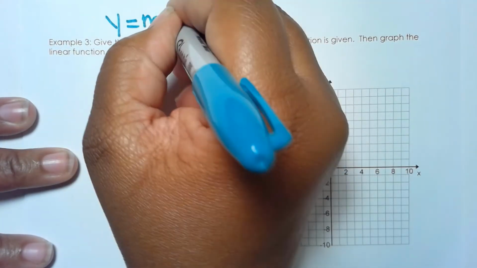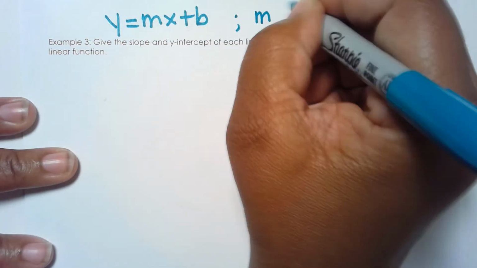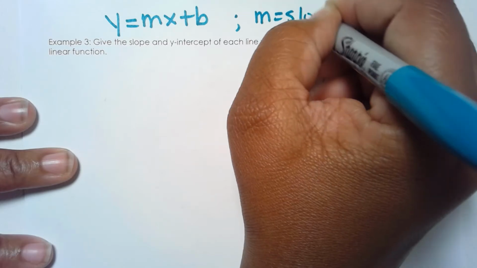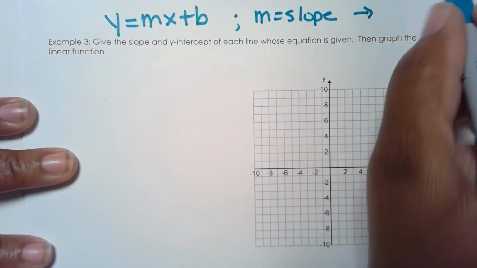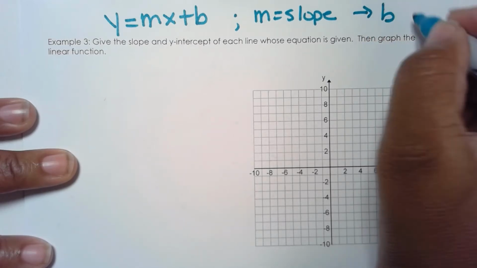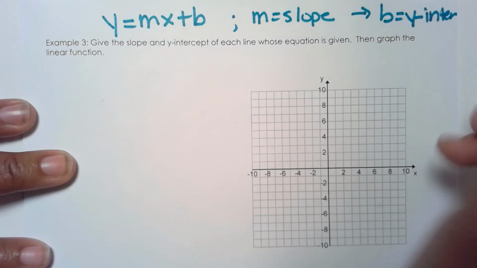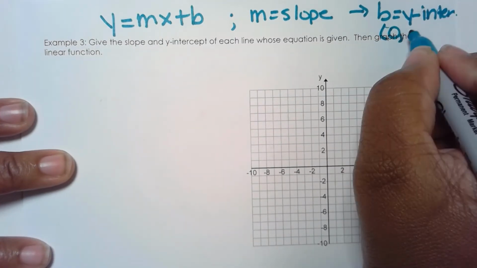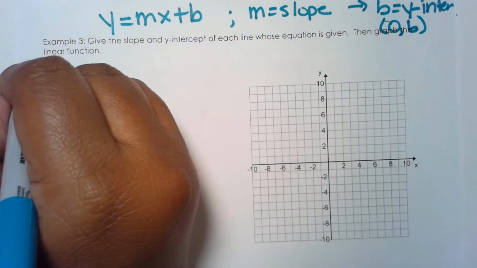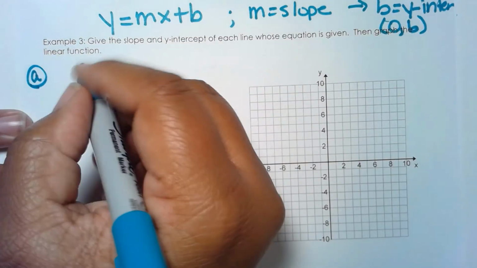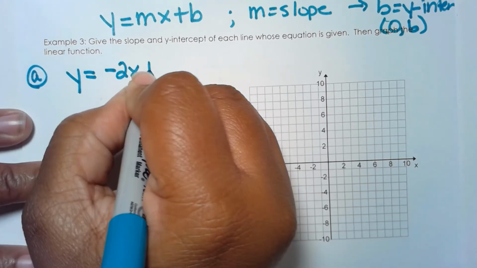Y is equal to mx plus b, where m is the slope, and then b is the y-intercept. We would say 0 and b. Okay, so for example, I'm not going to graph this one, but just identify the slope and y-intercept.